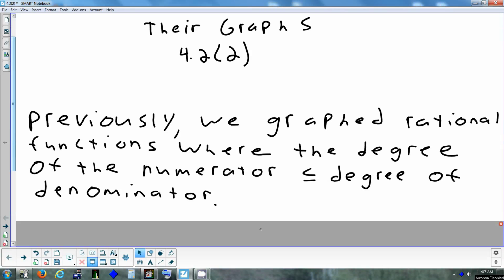So we looked at graphs where the degree of the numerator was always less than or equal to the degree of the denominator. If the degree of the numerator is less than the degree of the denominator, you always get a horizontal asymptote at 0. If the degrees are equal, you still get a horizontal asymptote, but it's not at 0. It could be above or below 0.